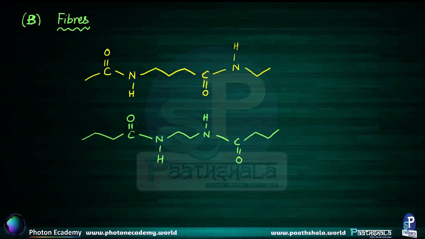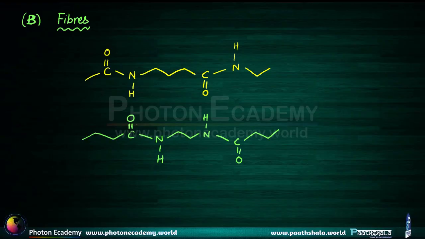Having been done with elastomers, we come to the second category under classification of polymers based on intermolecular forces of attraction between the polymeric chains. And now we come to fibers. Fibers are polymeric chains which are cross-linked by strong intermolecular forces of attraction. So here we have nylon 6,6 before us. So, straight chains of nylon 6,6.